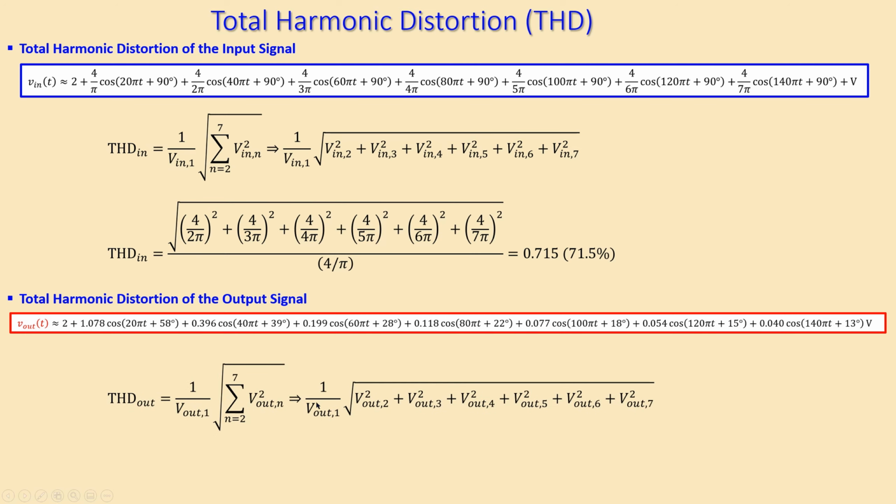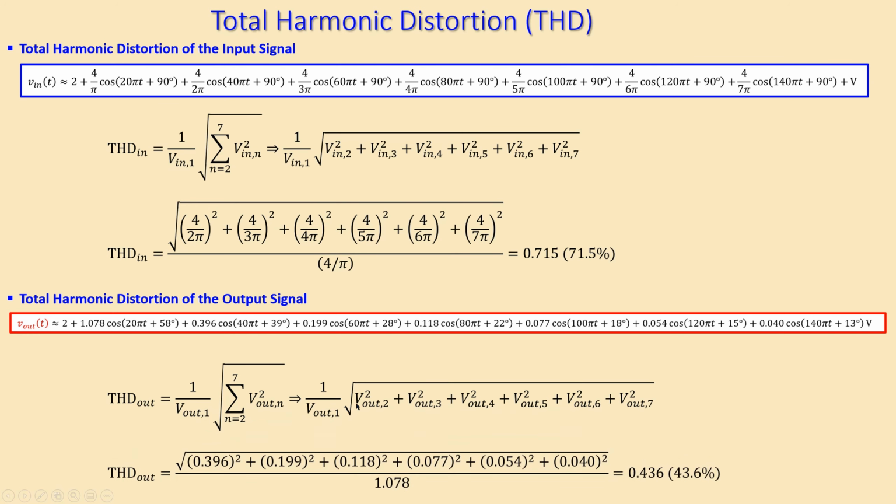Again, in a similar form, I can calculate the total harmonic distortion just for the output, so THD out. I look at the V out, the second term, third term, fourth, fifth, sixth and the seventh term. Each of them will be squared, add them up, and then you will take the square root. You will see that here.